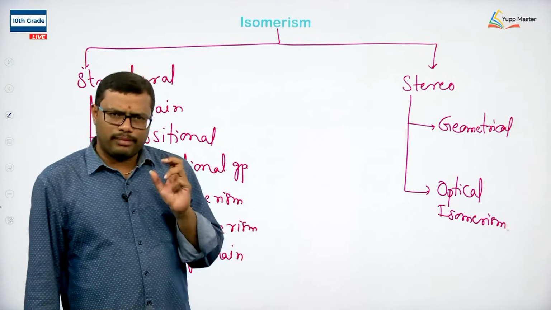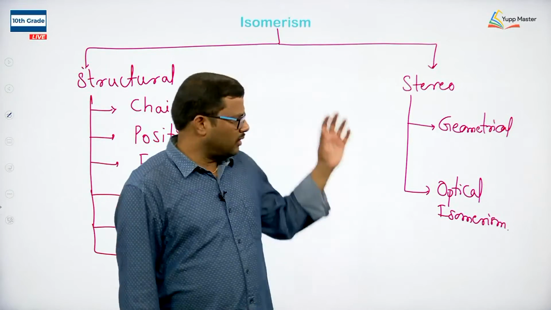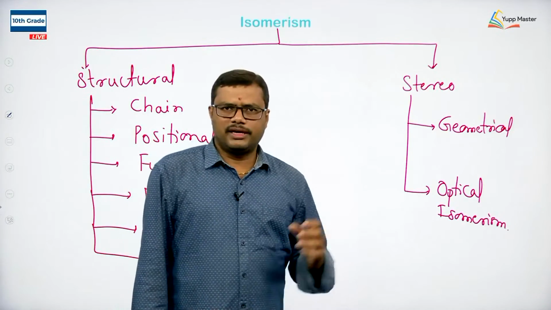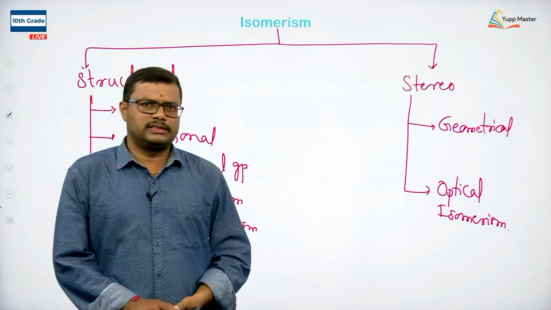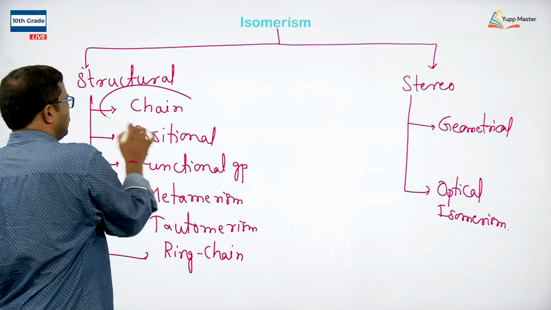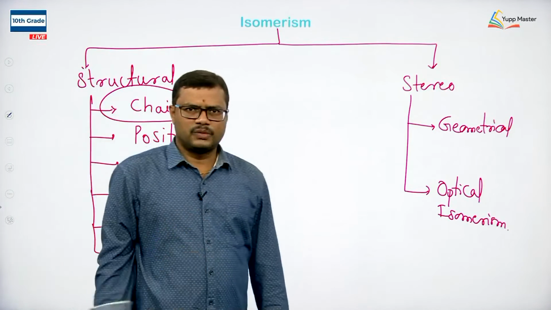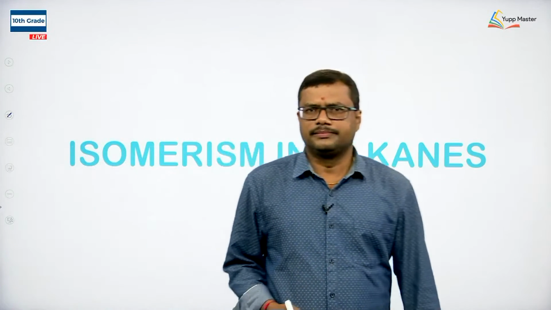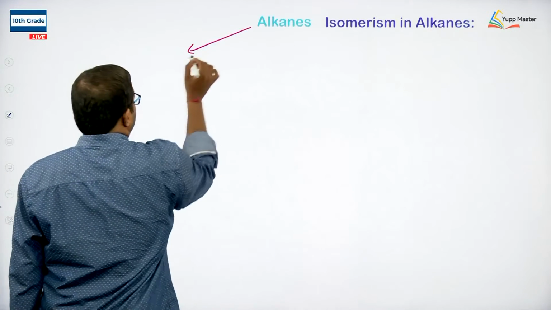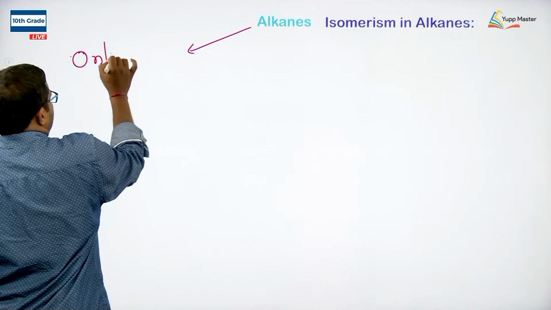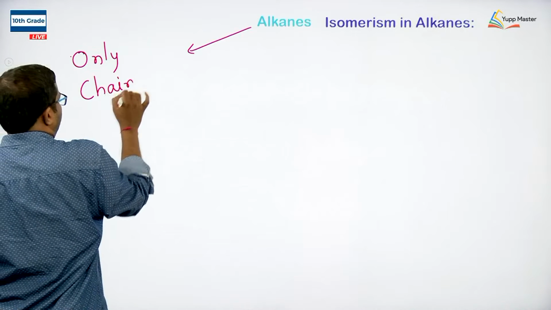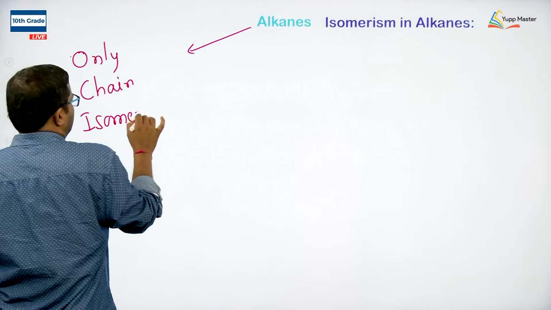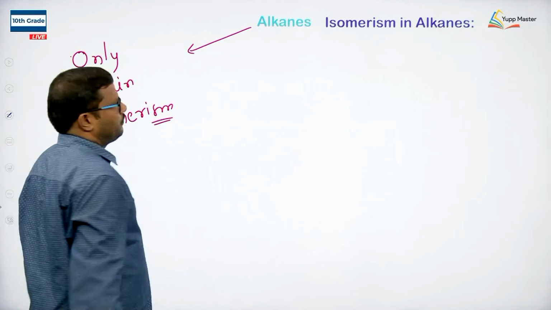Only in order to give you a brief introduction about the isomers, we have gone through the classification of isomerisms. But what we are going to discuss in the case of alkanes is this one, the chain isomerism. Okay, right. Let us look into the isomerism in alkanes. As we have discussed, alkanes will exhibit only chain isomerism.